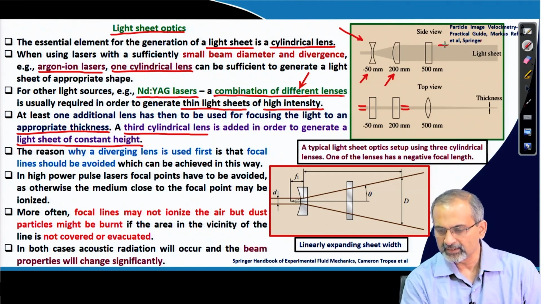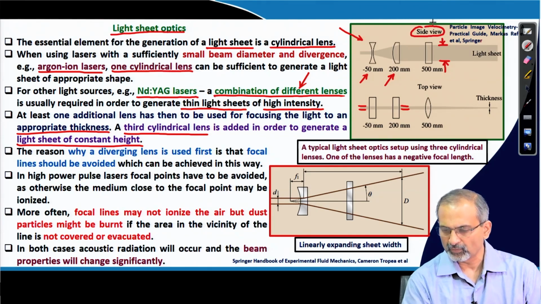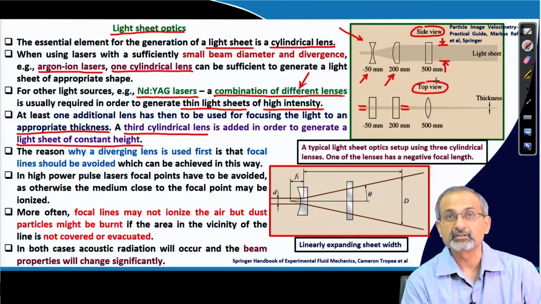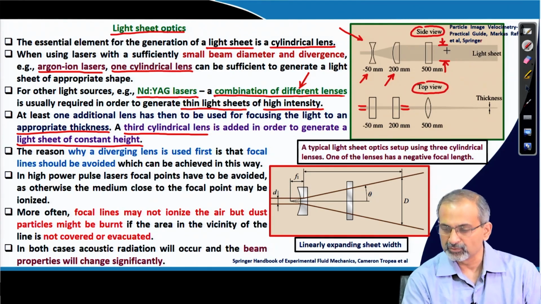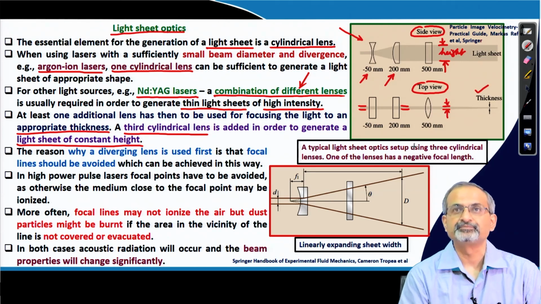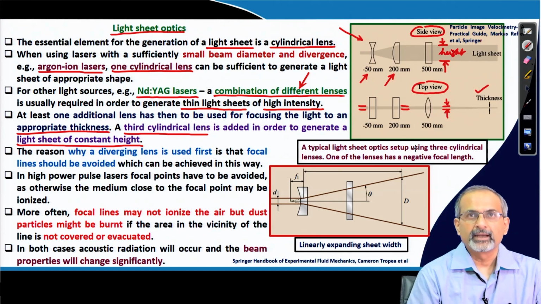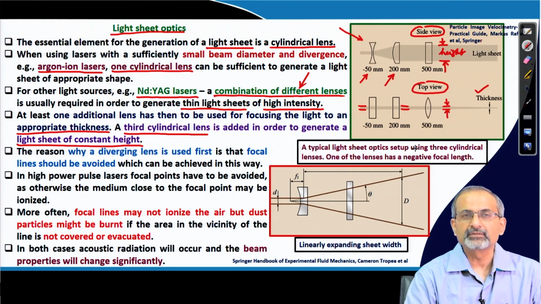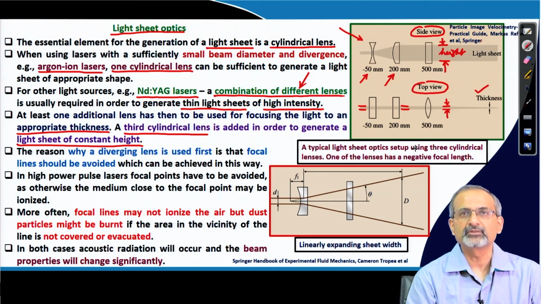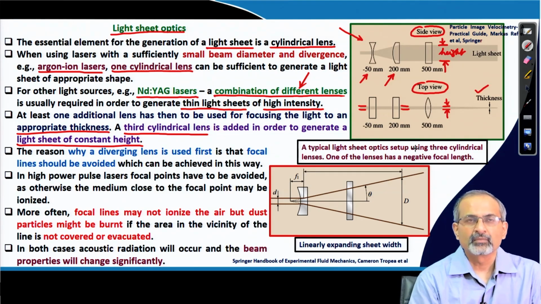So, here you are looking for a light sheet of constant height, mind that this is the side view, while the lower one is the top view. So, in the side view you are getting the height of the light sheet, while in the top view what you get is the thickness as is indicated here. And the focal length of the lens system that you have has to be appropriately adjusted.